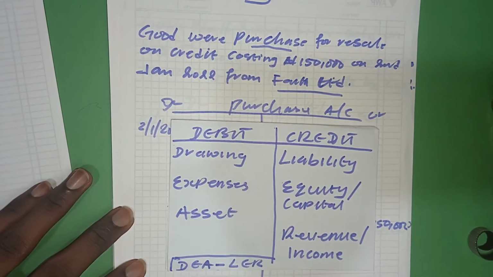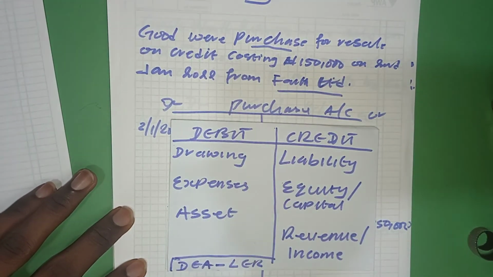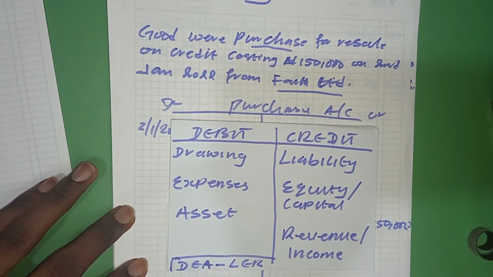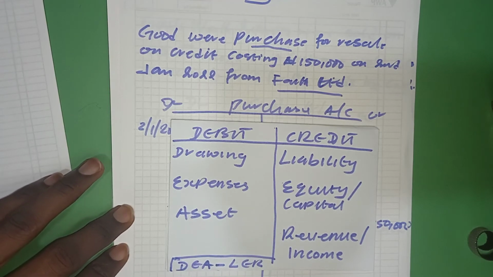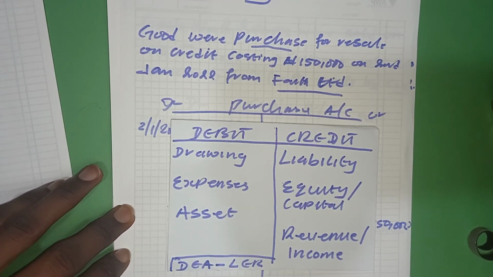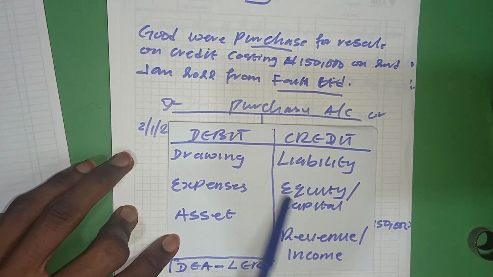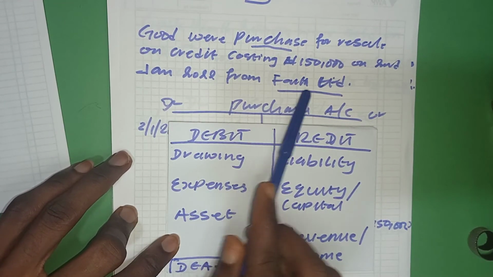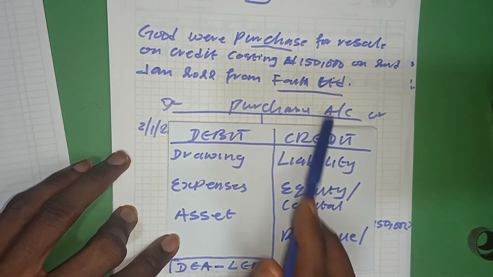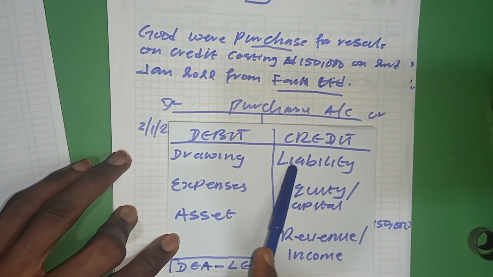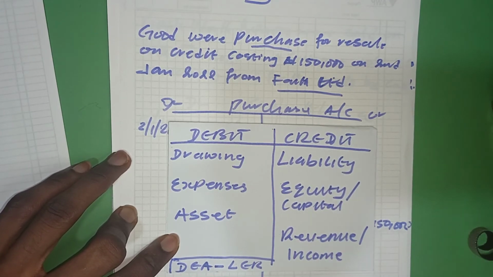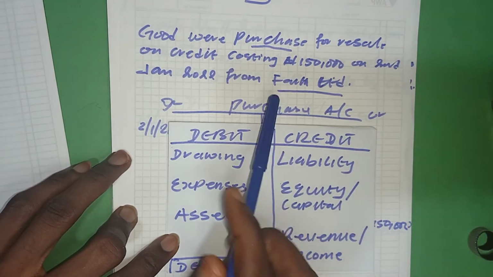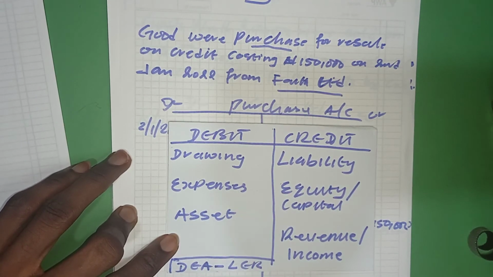Now, in this case, let us use this method to solve it. We have purchased. What did we purchase? Goods. Now we are stocking up our goods. We are increasing our stock. You understand? Good. From Faith. Faith now is our liability. Then here is the liability on the credit side, because we are now owing Faith. When we purchase, we are stocking up our goods.